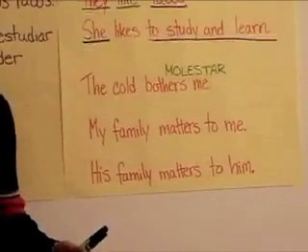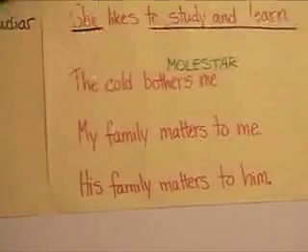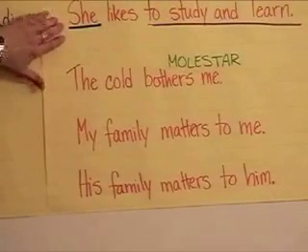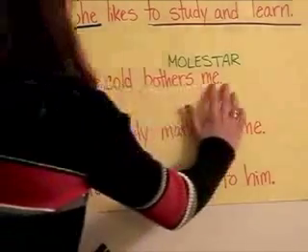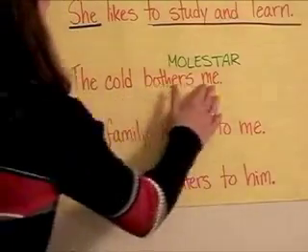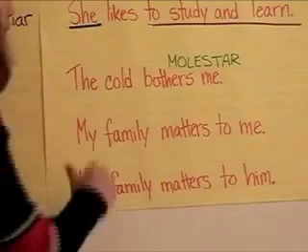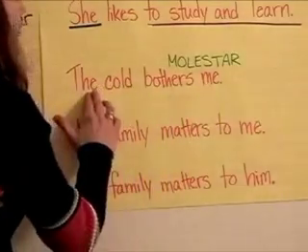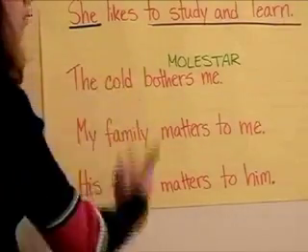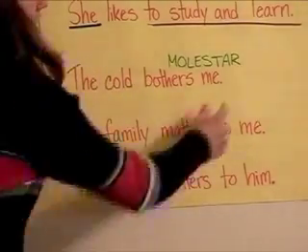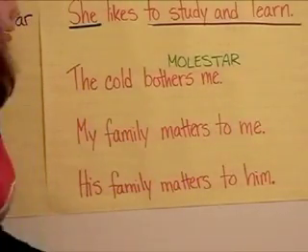But it behaves exactly the same way as gustar. So we're going to use the same rules and the same way of translating that we learned in these first 4 sentences. Okay? Now, the cold bothers me. If you remember, we had to kind of think of these sentences in reverse order to be able to translate it. So in this case, you could say, for example, the cold is bothersome to me. And then you get that to me, which tells you which indirect object pronoun to use.